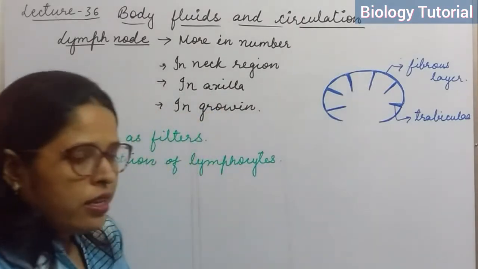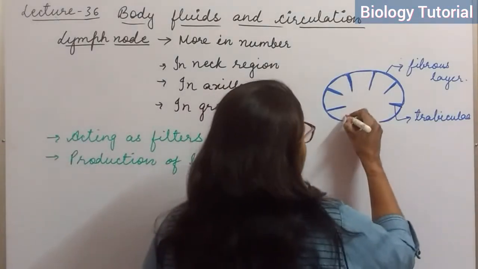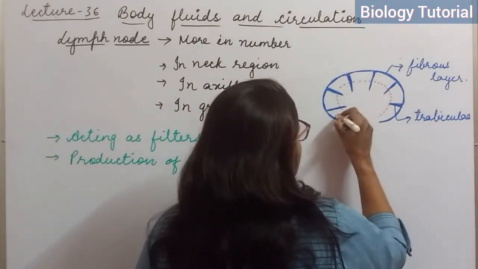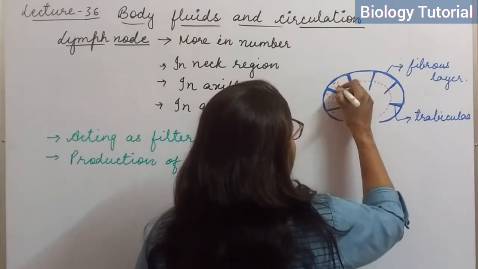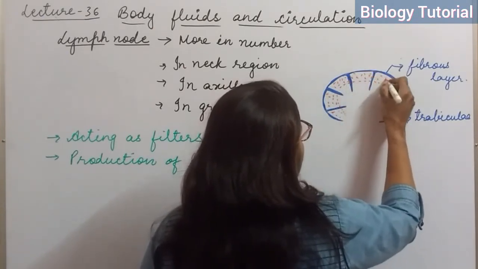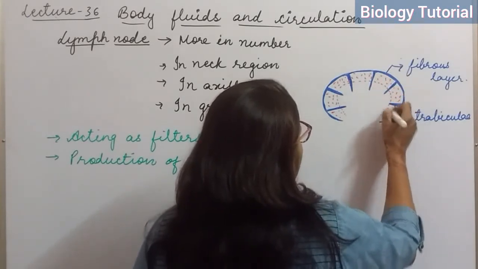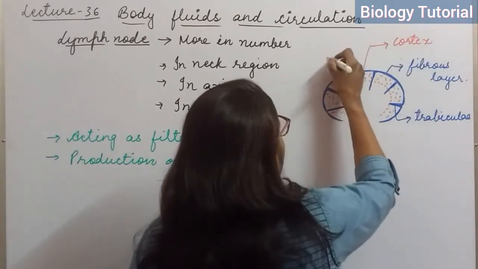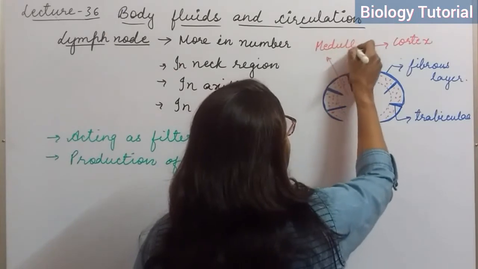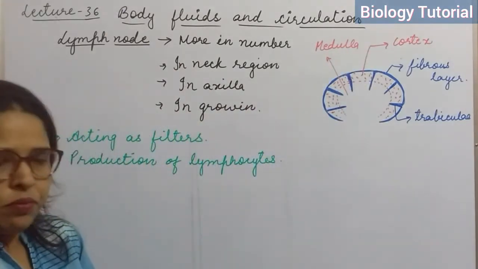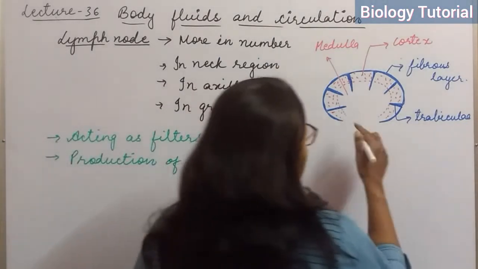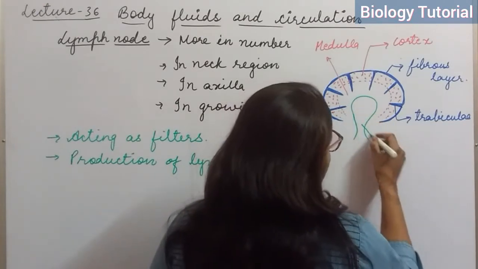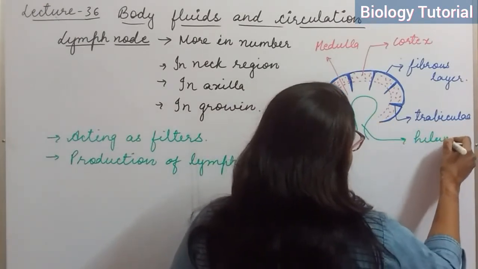The outer part is called the cortex and the inner part is called the medulla. This one is the outer part of the lymph node, called the cortex, and the middle part is called the medulla. Here is the hilum. This part is called the hilum.